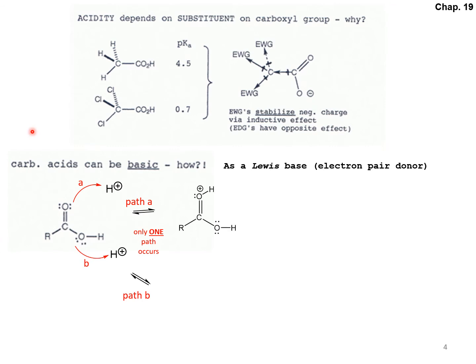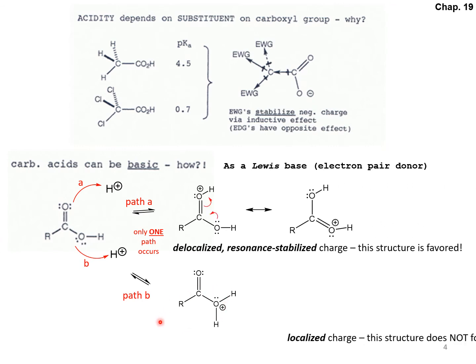Why is that? Well, if we protonate the carbonyl, you end up with a structure that looks like this. If you protonate the hydroxyl of a carboxylic acid by path B, you end up forming a species that looks like this. Take a look at the positive charges. In the lower species, the positive charge is localized. There's only one resonance structure for this molecule, but in the upper molecule, where the carbonyl is protonated, it's possible for the other oxygen to take on some of the positive charge, as demonstrated by drawing this other resonance structure.